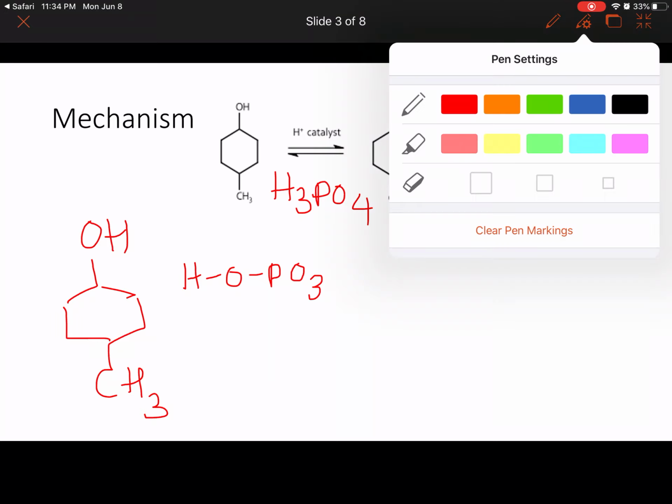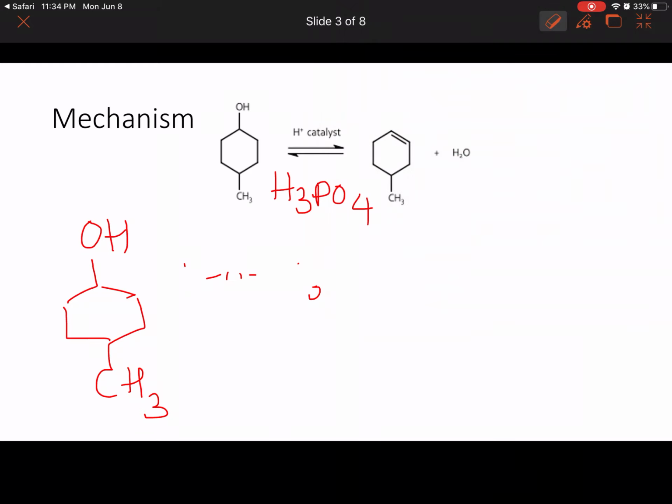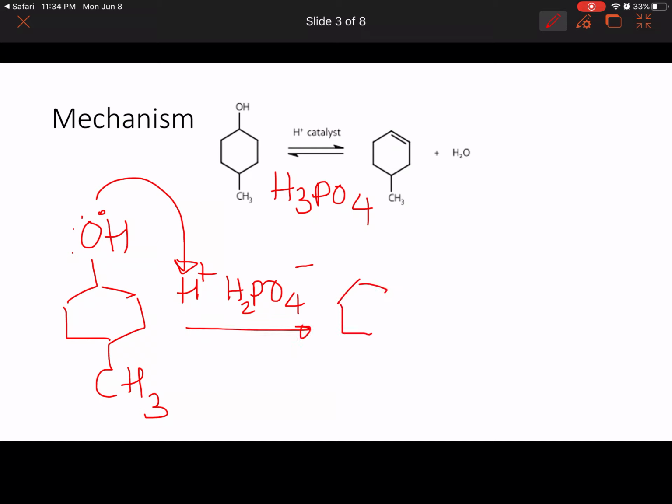Let me redraw this one in another form. Okay, so you had seen the phosphoric acid in the previous slide. So I'm going to separate them into H plus and H2PO4 minus. So one of the acidic hydrogens is going to be grabbed by the hydroxyl group, and this is our catalyst. And then you're going to have a protonated alcohol.